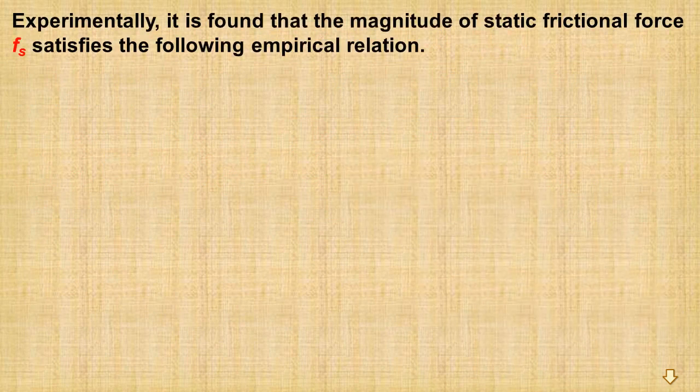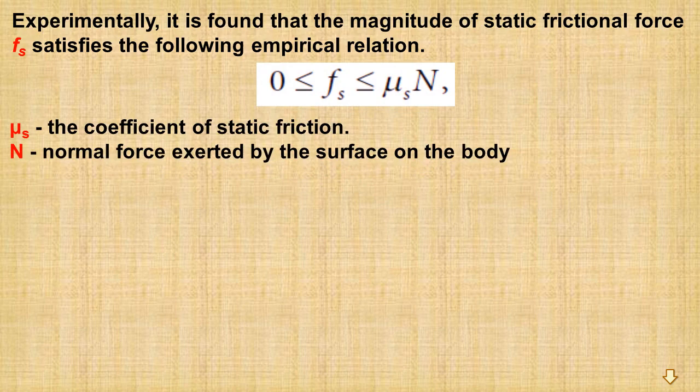See, experimentally, it is found that the magnitude of the static frictional force Fs satisfies the following empirical relation: 0 ≤ Fs ≤ μs N. Here μs is the coefficient of static friction and N is the normal force exerted by the surface on the body.